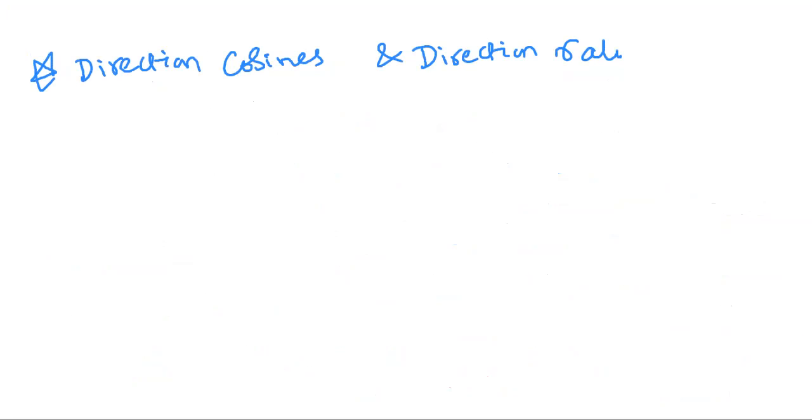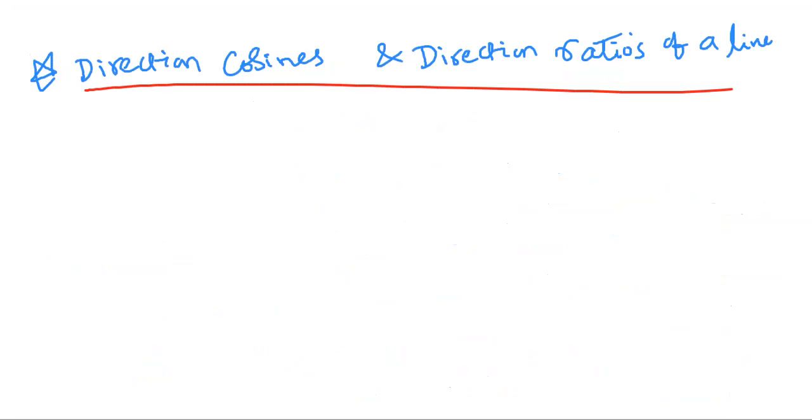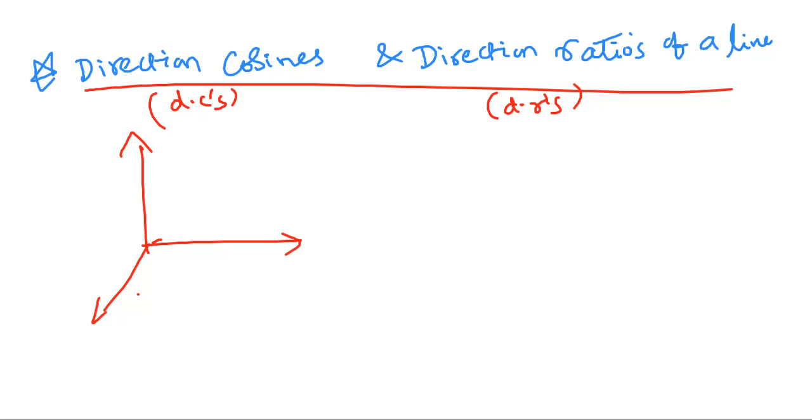Next very important discussion is direction cosines and direction ratios of a line. So what is the technical definition and what are these? In short, these are known as DCs and DRs. Suppose in 3D you have a line. Some line is there in space.